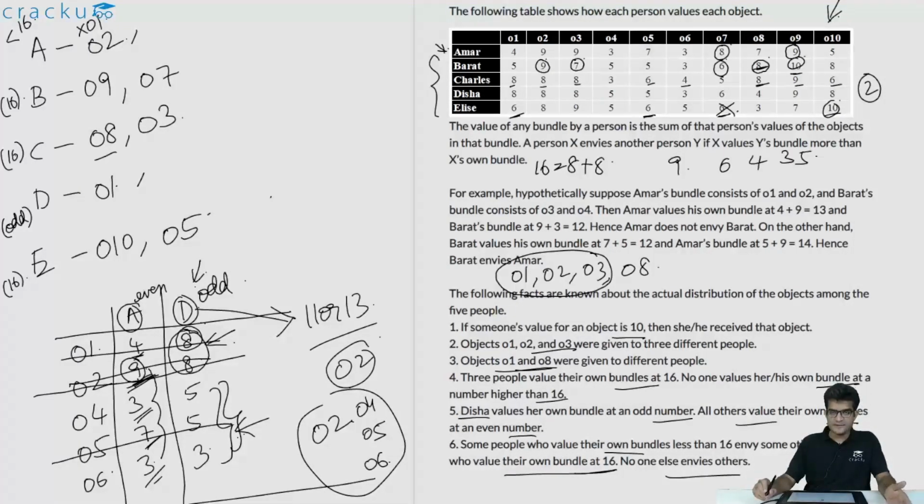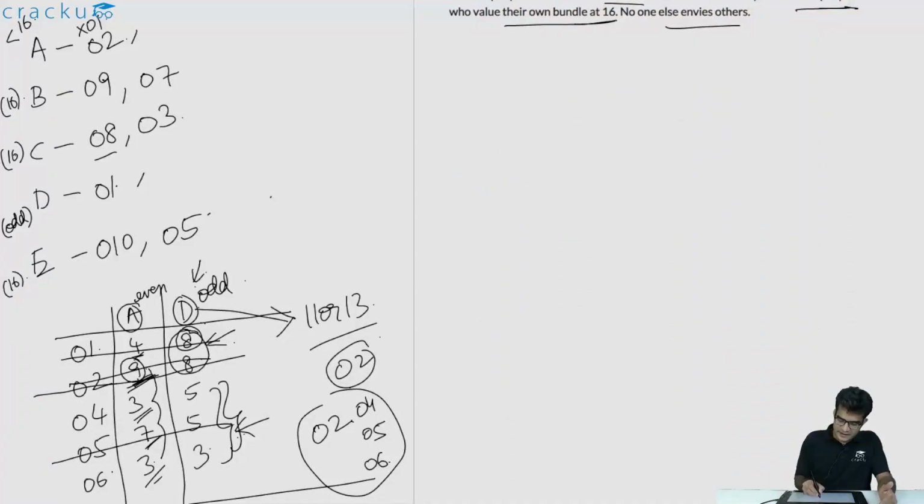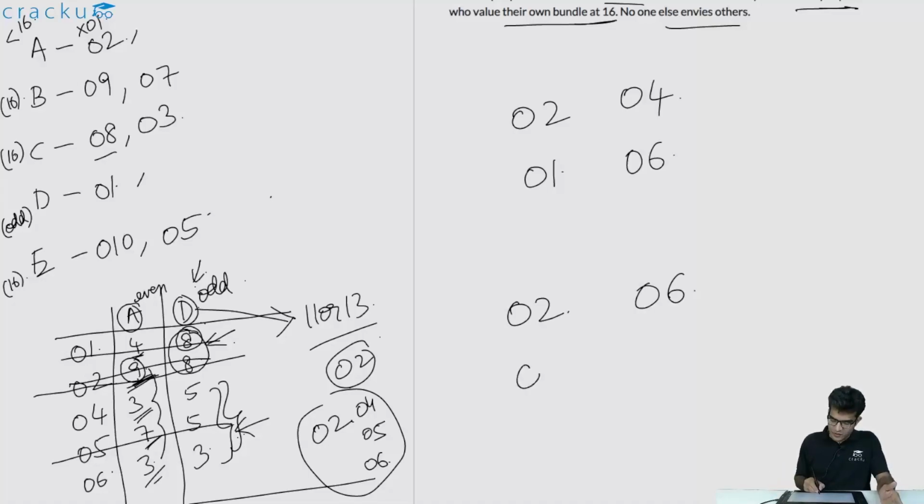Now if you are just looking at Amar and Disha, one of them has to get O4, one of them has to get O6, but both of them should not be envious of each other. If you are looking at the two cases that are possible, in one case Amar gets O2 and O4, and Disha is going to get O1 and O6. This is one possibility. In the other case, Amar is going to get O2 and O6, and Disha is going to get O1 and O4. In the case of Amar, O2 he values at 9, and O4 and O6 he values at 3. So this is 9 and this is 3. So in both the cases, his sum is equal to 12.